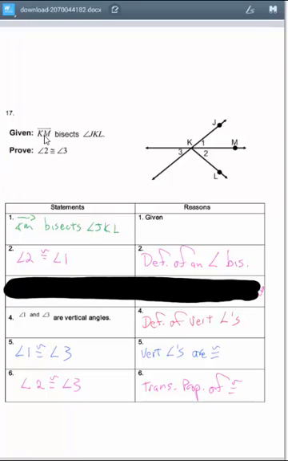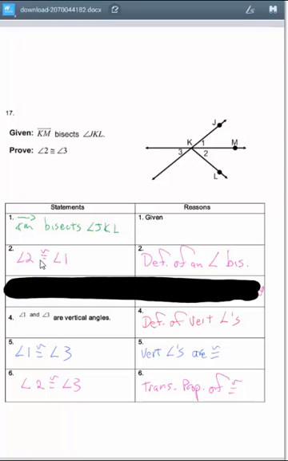It says KM bisects angle JKL. That means angle right here. If KM bisects JKL, and that's given, I know that angle 2 is congruent to angle 1 by definition of an angle bisector. I also know angle 1 and angle 3 are vertical angles by the definition of vertical angles. Right here, angle 1 and angle 3 are vertical angles. Then, since I know that, I can write that angle 1 is congruent to angle 3. Why? Because vertical angles are congruent.